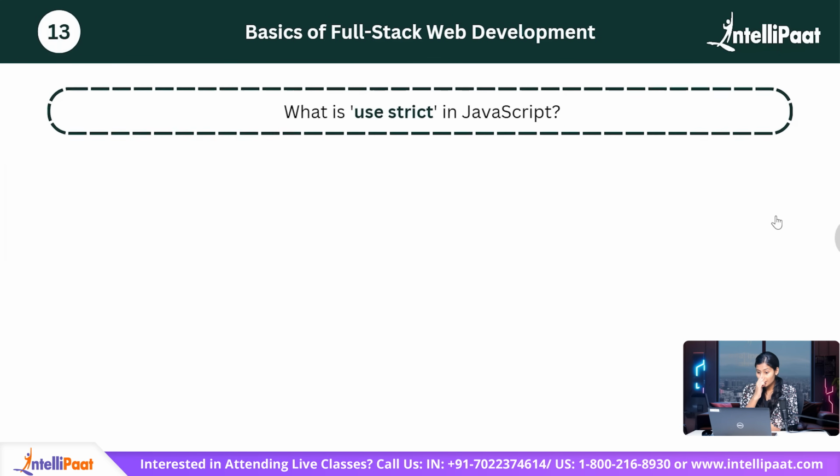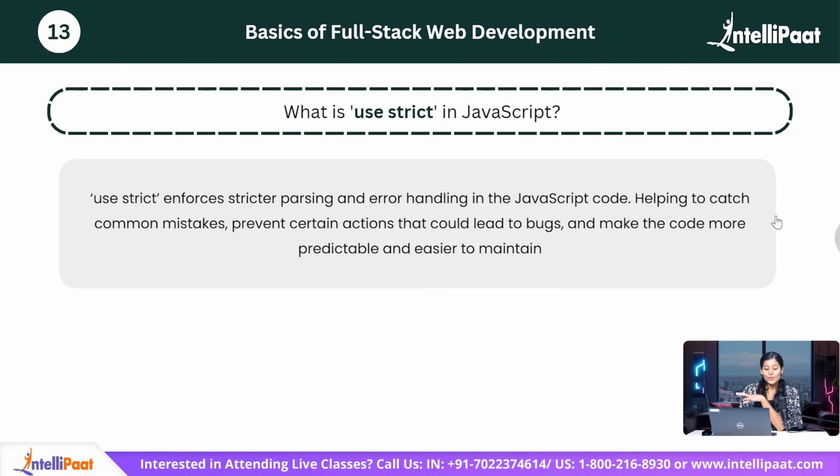Moving on to our next question, which is: what is use strict in JavaScript? Now, use strict enforces stricter parsing and error handling in the JavaScript code, helping to catch common mistakes, prevent certain actions that could lead to bugs, and make the code more predictable and easier to maintain. Use strict is basically used to prevent bugs which might not be detected at an early stage, but when you go into the later parts of code development or deployment, you see that certain bugs led to certain errors. So to avoid these minute errors, you use strict.